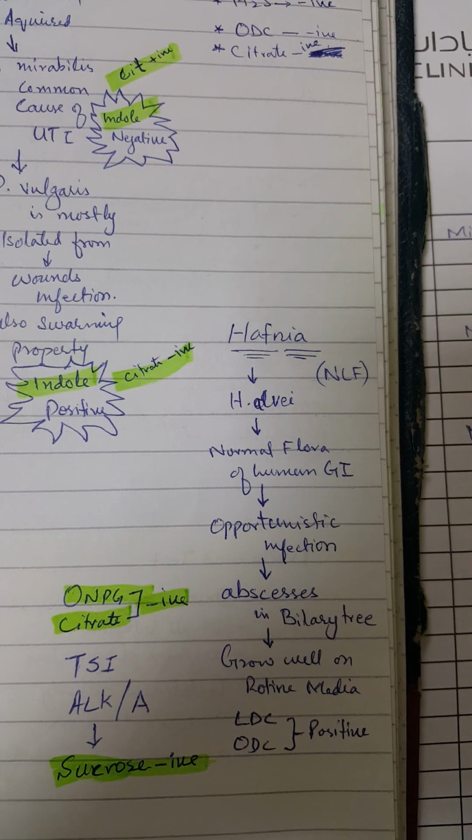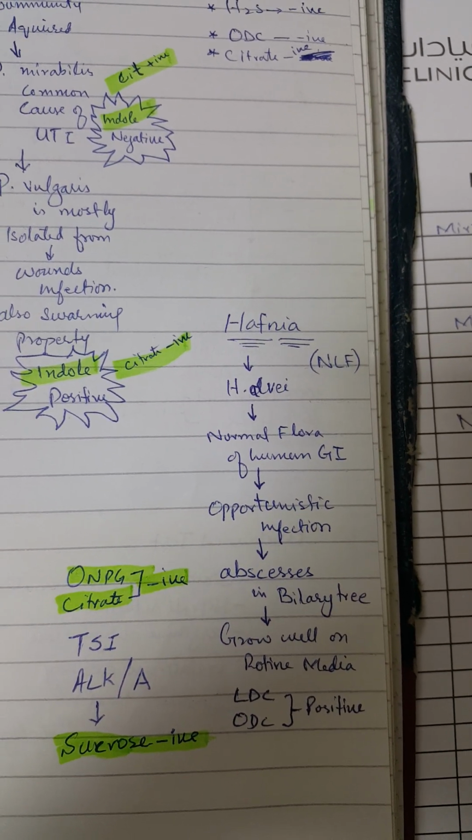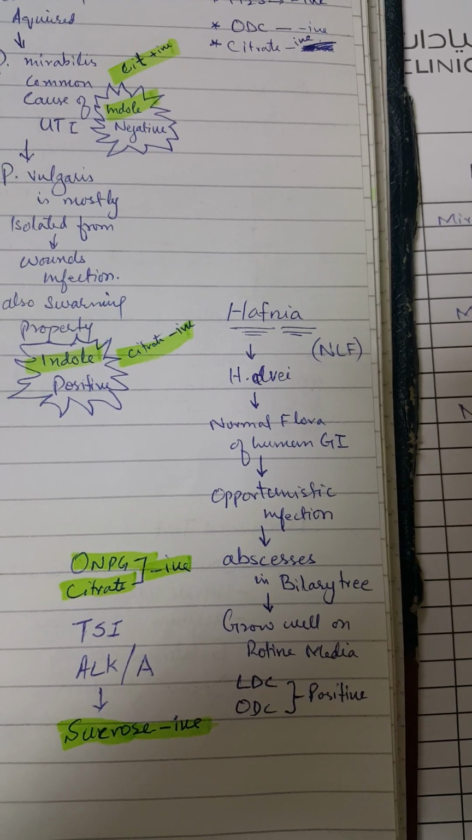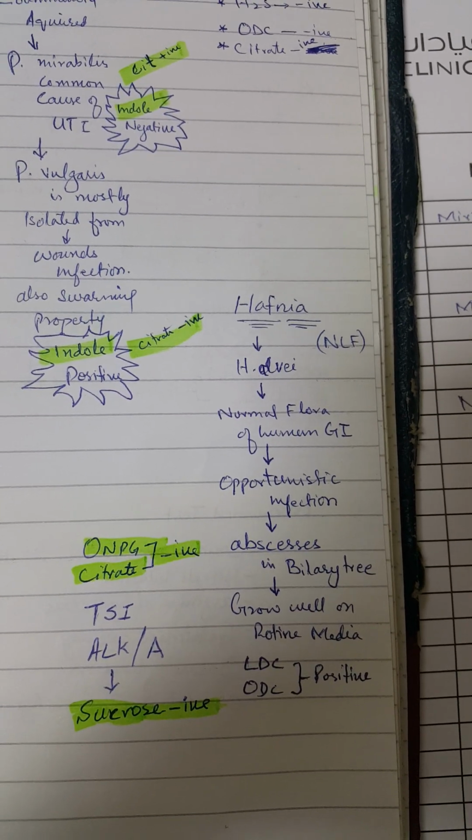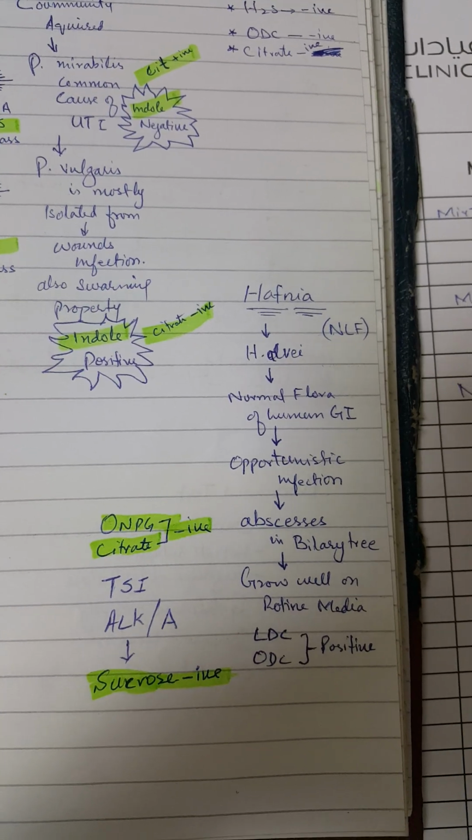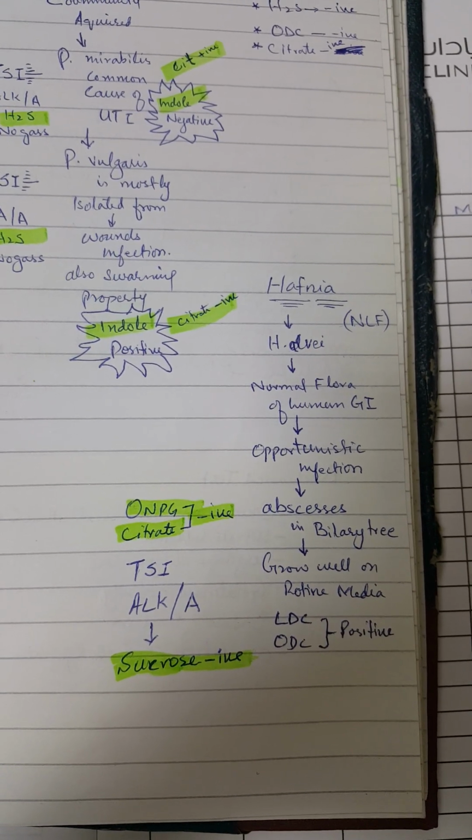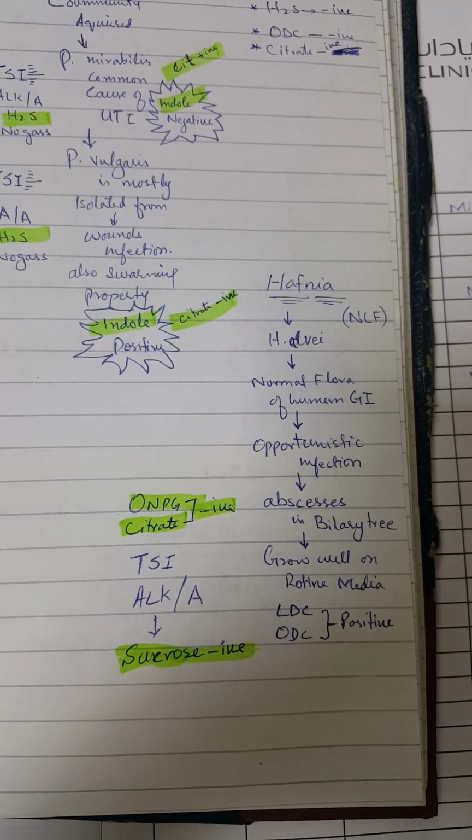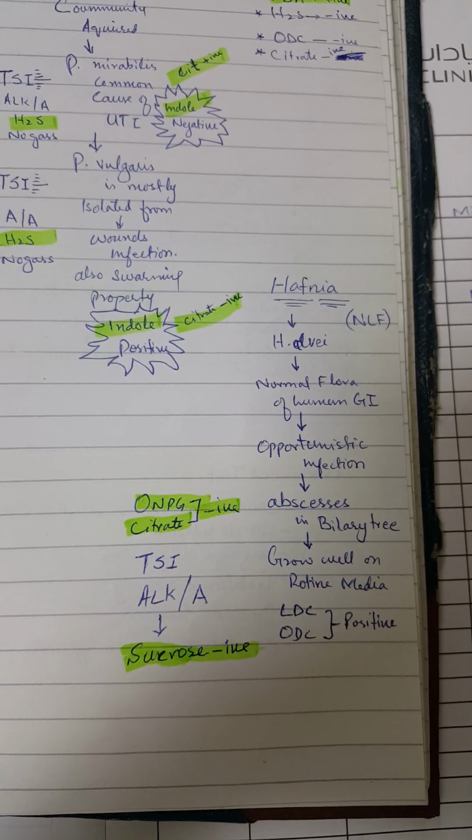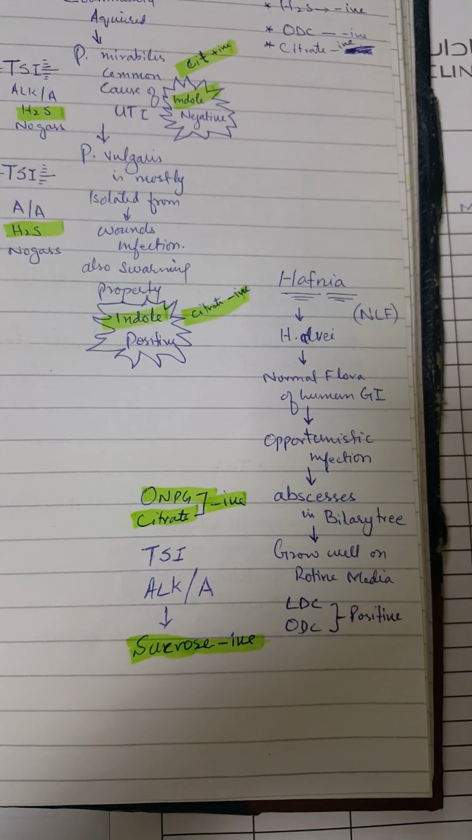Hafnia alvei is also a gram-negative rod, non-lactose fermenter. It is normal flora of the GI tract, but can cause infection. It is an opportunistic infection, causing abscesses in the biliary tree. It grows well on routine media. The organism is ODC and LDC positive, and alkaline by acid. It is negative for ONPG, citrate, and sucrose utilization.